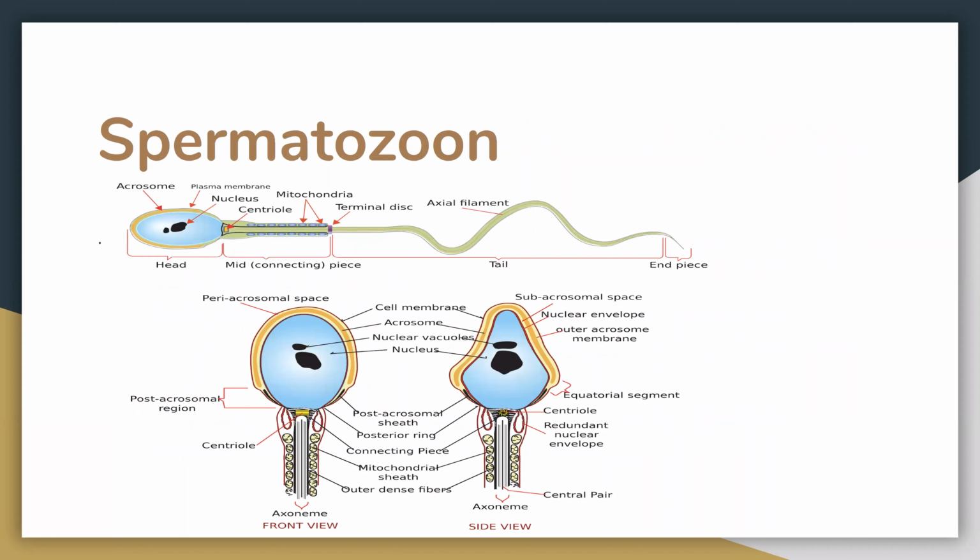So let's look at the sperm or spermatozoa. Okay, so the sperm has a nucleus inside, centriole, mitochondria, terminal disc, and axial filament. Okay, which is the tail, and around the head is the acrosome. Okay, so you have here the frontal view and the side view of the sperm.